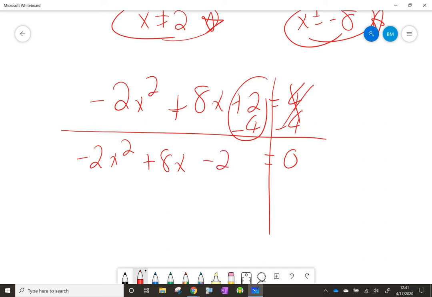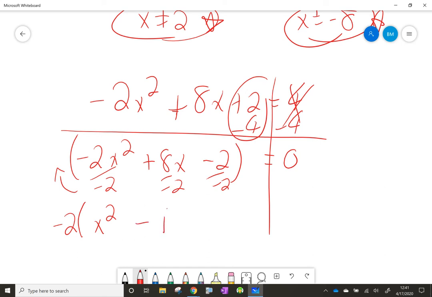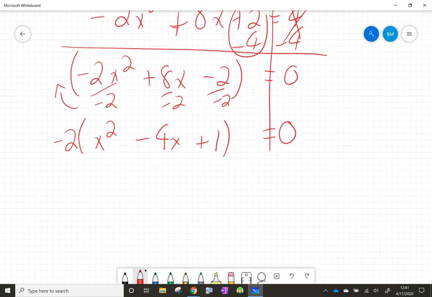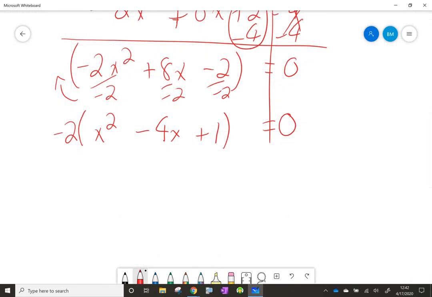Now, the number one thing I notice is that before I do completing the square, everything here has a GCF. All these terms can be divided by 2. In fact, they can be divided by a negative 2. So I'm going to factor out a negative 2 first. Negative 2 can come out, which will leave you x squared, then a negative 4x, and at the end a positive 1. All right, so we have the negative 2 chilling here. So don't forget about that.